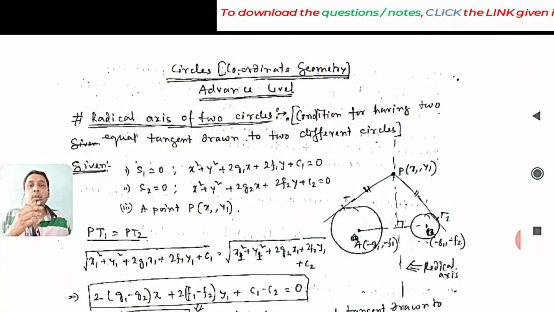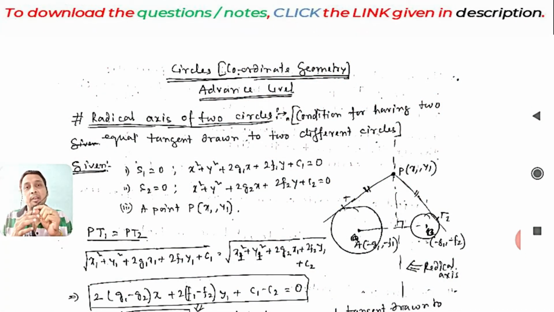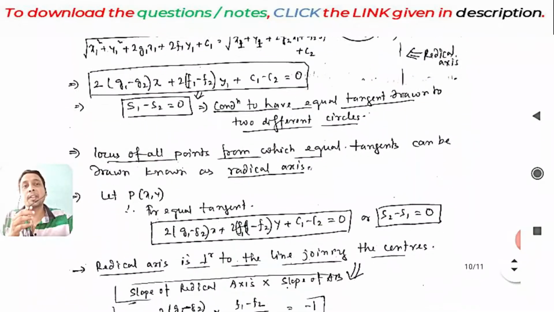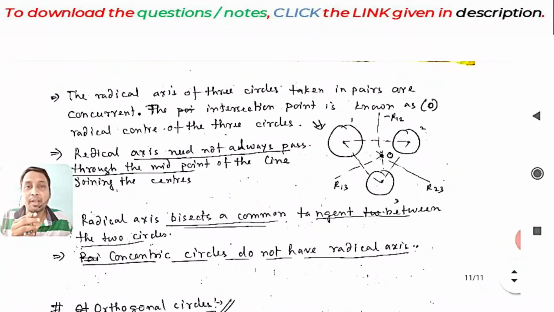Okay students, welcome to this new lecture where we are building concepts for JEE Main and Advanced level in coordinate geometry, circles. So today we will discuss radical axis. What do we mean by the radical axis of two circles, and then we will see its application in finding the common chord and common tangents, and what is the radical circle. Okay, then let's see this.